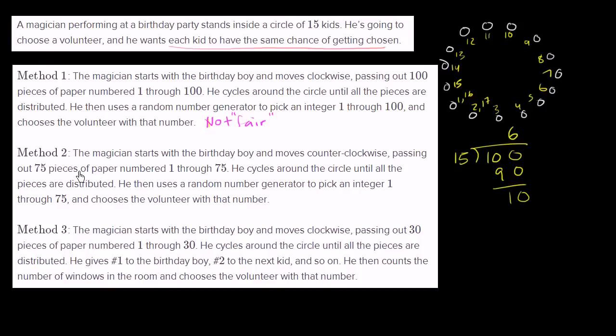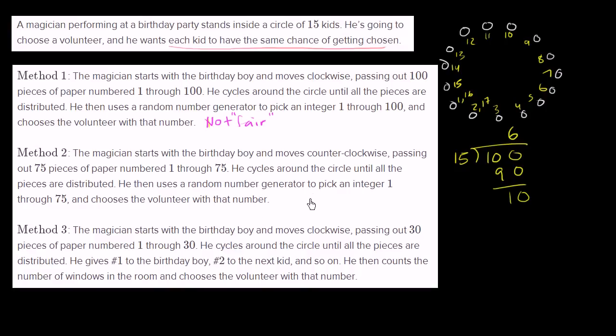Now let's look at method 2. The magician starts with the birthday boy and moves counterclockwise, passing out 75 pieces of paper numbered 1 through 75. He cycles around the circle until all the pieces are distributed. He then uses a random number generator to pick an integer between 1 and 75 and chooses the volunteer with that number. So I encourage you to pause this video and think about whether method 2 is fair.